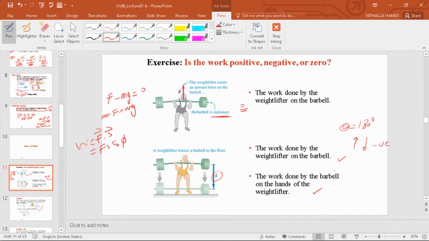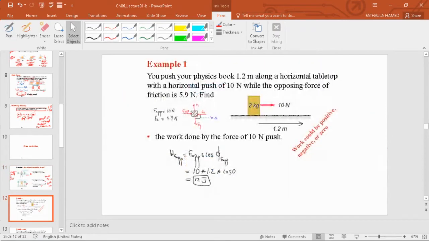But now when you look at the work done by the barbell on the hands, the barbell is pulling down and the displacement is down, so the angle between both of them is 0, and cosine 0 is 1, and that basically will give you positive work. So that's how we look here at the work done, either it's positive, negative, or 0.